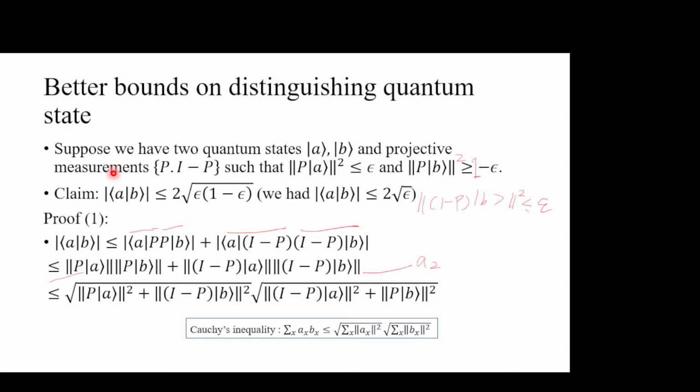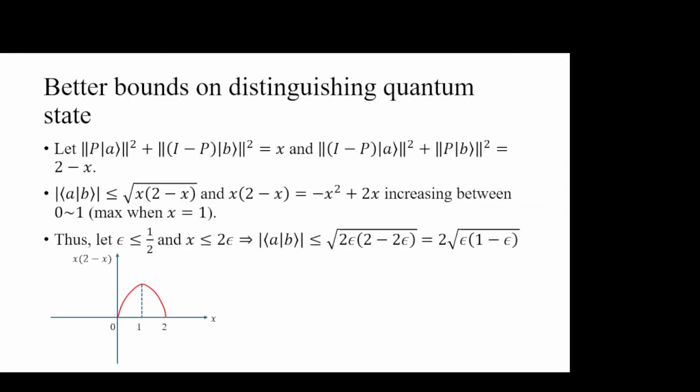And then we have an upper bound on our inner product. Our upper bound on the inner product is the square root of x times 2 minus x. Now just think about this x times 2 minus x function. It's a quadratic function with roots at 0 and 2, and a maximum at 1. When you plot it, you see it's an increasing function between 0 and 1.